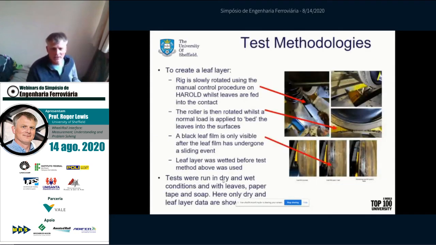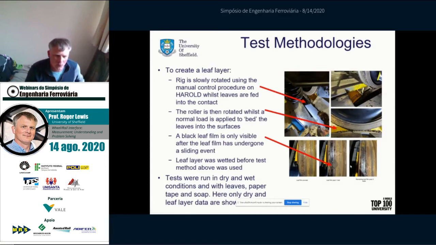So you can see here how we were building the leaf layer. So we either fed in a tape of leaves, or we were feeding in leaf material through a chute. And you can see how the leaf film was after it was initially created on the left hand of those three images, sort of brown crusty layer. As we carried out braking events, then the layer blackened, and this is what people typically think of when we talk about leaf film, is this black layer. After about 5 or 6 braking events, the leaf layer was removed.